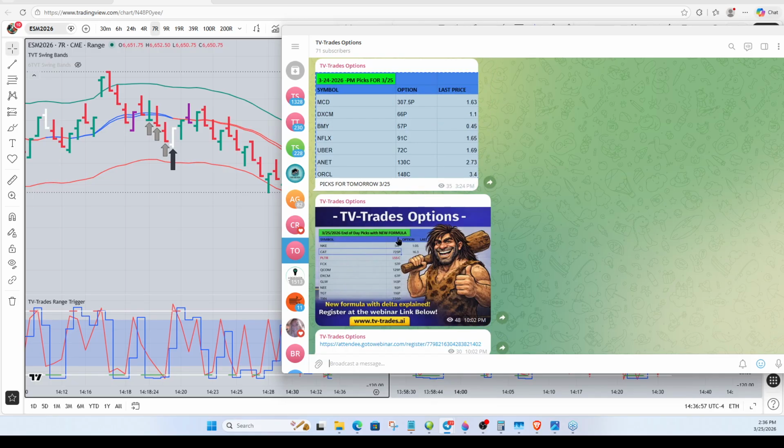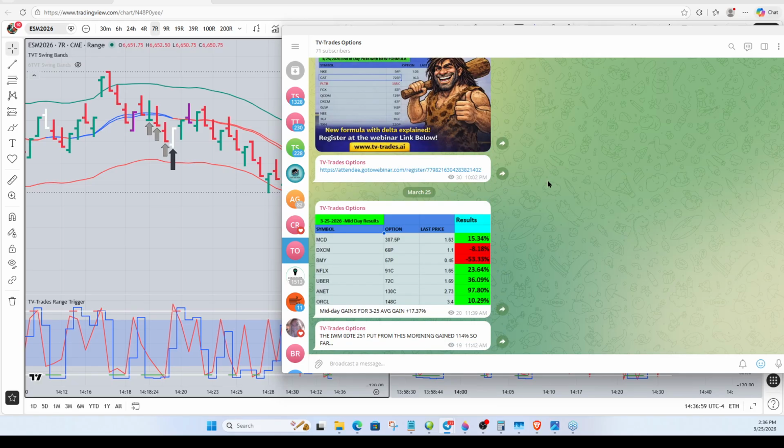You can see all these right here were based on a new formula. These are the picks from yesterday, and I think a couple of these got better during the day. I don't think any of them got worse. But these are pretty good.